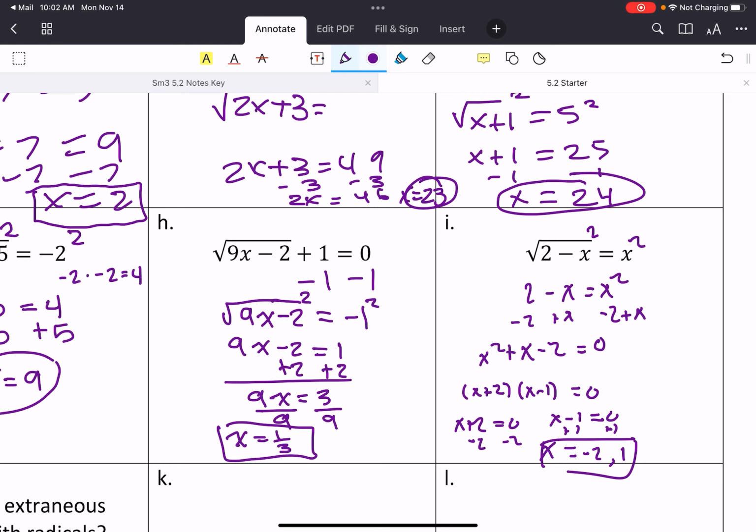When you got to this step, what adds to 1 and multiplies to -2? It's +2, -1. X equals 2 and -1. This got us into our factors, which were x plus 2 and x minus 1. And then you have to flip the sign to find the roots. Yeah?